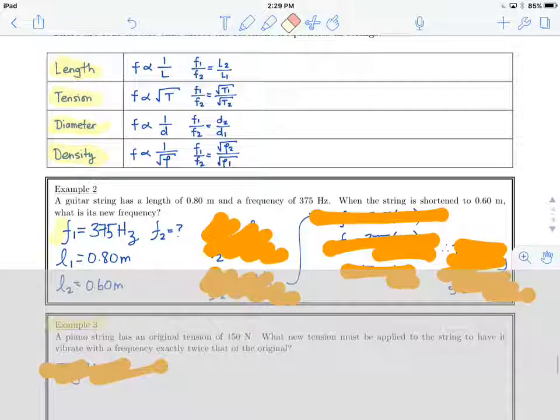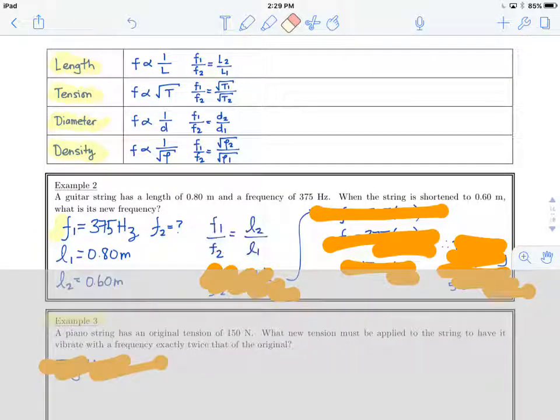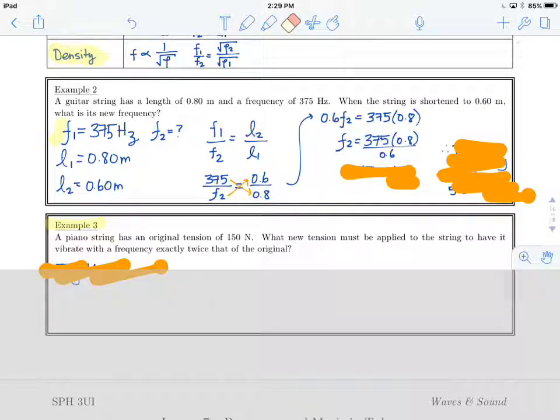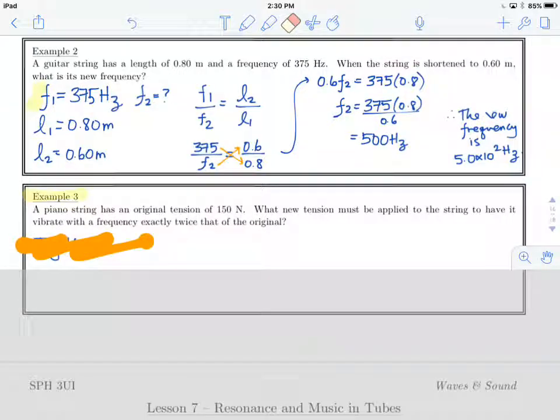So if we use this first relationship, F1 over F2 equals L2 over L1, the easiest way once we sub in is that we can cross multiply to get ourselves out of this. 0.6 times F2 is equal to 375 times 0.8. Divide by the 0.6 and we get 500 hertz. Therefore, the new frequency is 5.0 times 10 to the 2 hertz. And really, it's quite as straightforward as that.